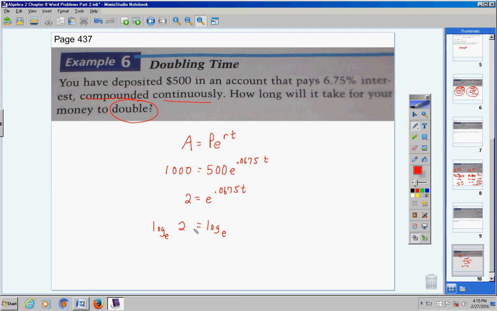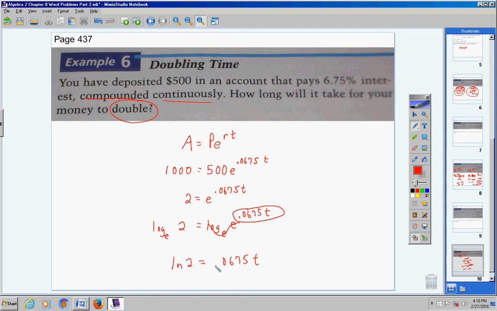Okay, we put log base e of both sides, so we brought this whole side down, and now we bring this whole side down. So, I brought this whole side down, 2. I brought this whole side down, this. Now, we've learned that whenever a base matches a base, all of this is gone except the exponent. So on the right side, I'm left with 0.0675t, okay? And over here, log base e is natural logarithm of 2, alright?